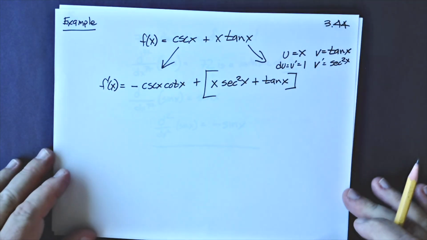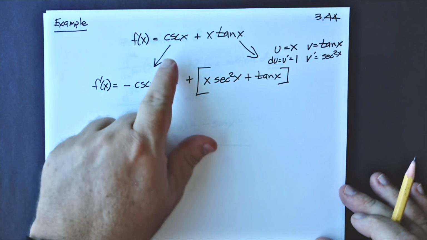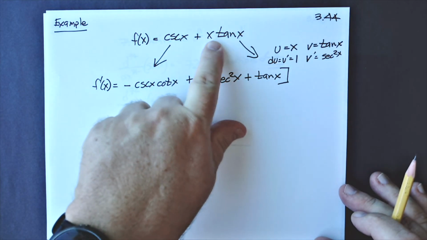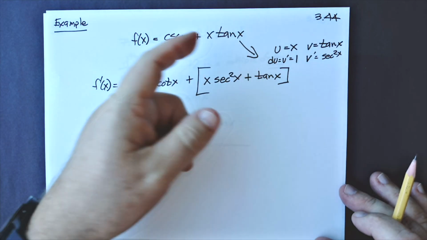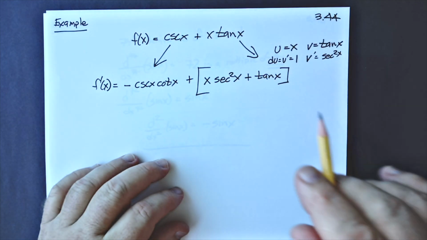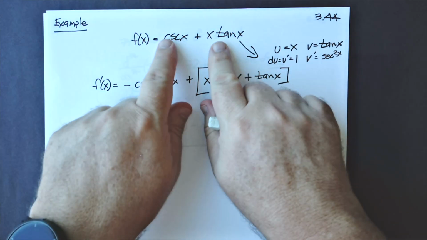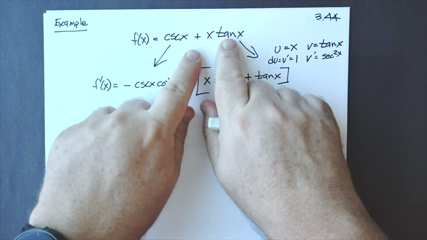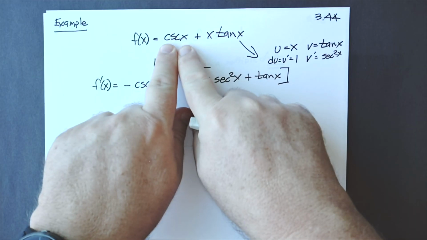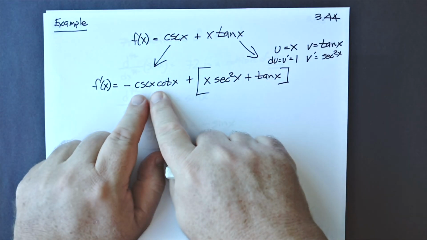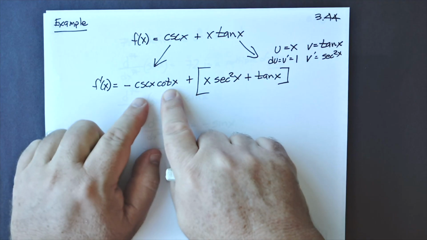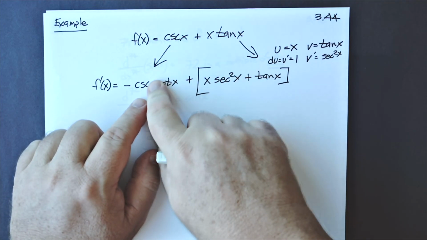Let's look at some examples here. So here's one that says cosecant x plus x tangent x, and we want to know the derivative of this function. Well, remember, when we're adding, we just take the derivative of each piece separately. So the derivative of this piece, the cosecant, is just from that chart I just showed you. So that's the negative cosecant cotangent. Nothing to do there. Just fill in that.